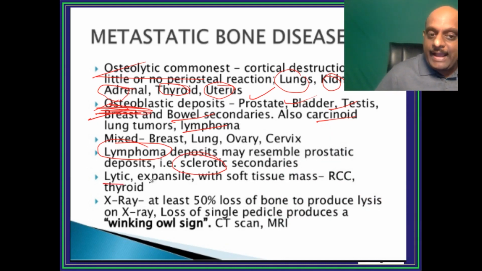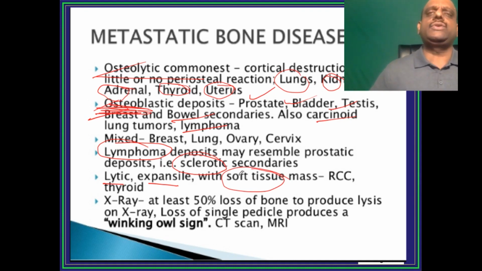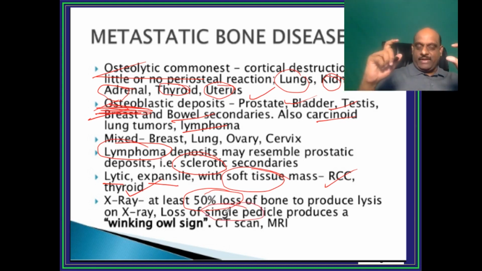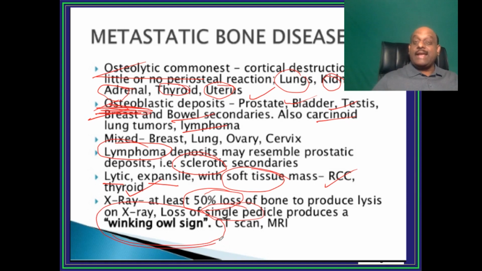Then lytic expansile metastasis, lytic expansile metastasis with a soft tissue mass. Only two tumors you need to remember: renal cell carcinoma and thyroid cancer. And whenever the metastasis occurs, there is a loss of the bone and lysis of a single pedicle of the vertebra. And how does the vertebra look? Winking owl sign. Radiologically, winking owl sign is typically seen whenever there is any metastasis. That is what you have to basically remember.